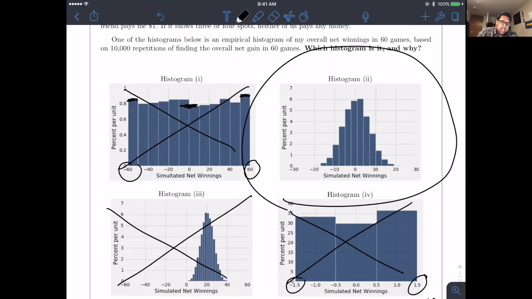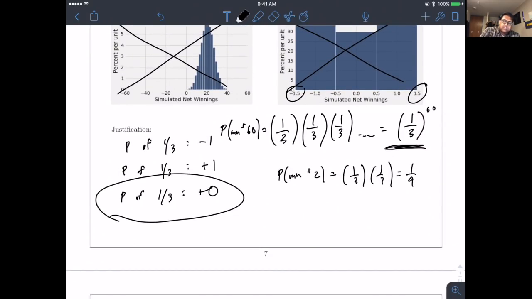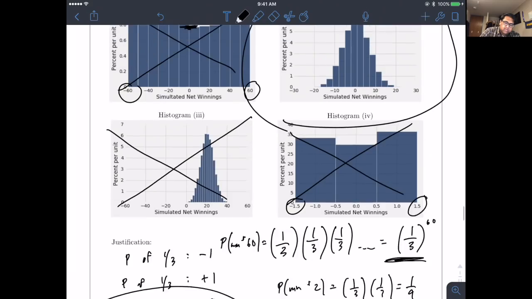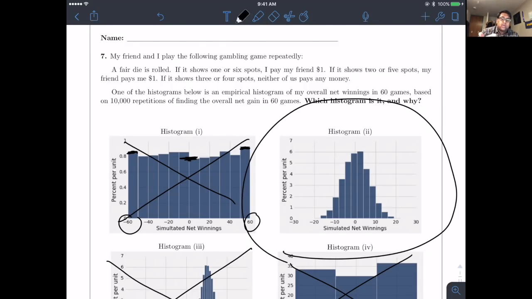So it's also symmetric, and as you can see, winning more than $20 or losing more than $20 is almost impossible by this graph, right? As you can see, 1/3 to the exponent 60 is so small. 1/3 to the exponent 20 is already very small, which is what we represent here. So we'd assume it to be normally distributed, and so this histogram 2 would be the histogram that would represent this situation. And I just went over some things that you could say as an explanation for that, and hopefully it's clear at this point.